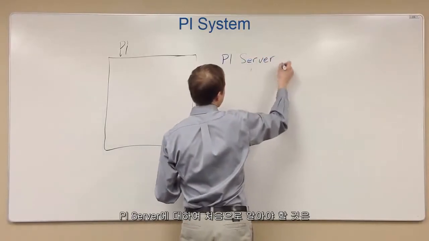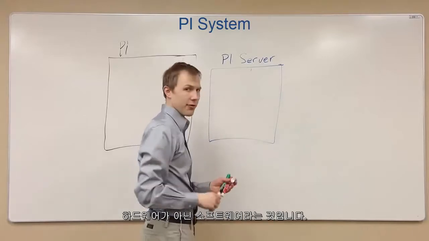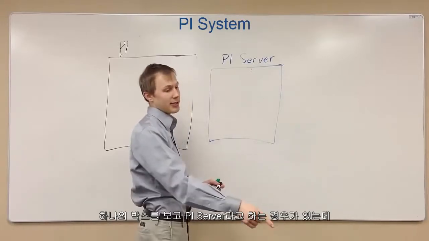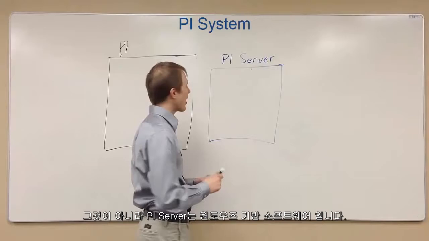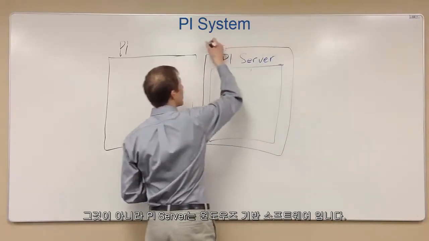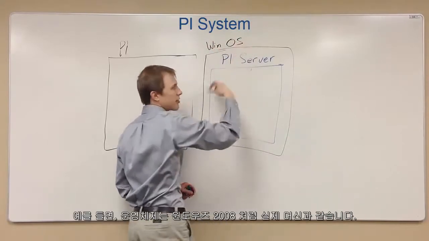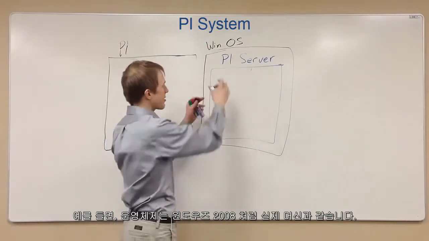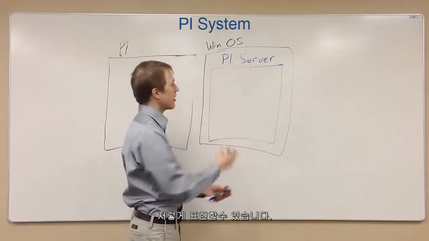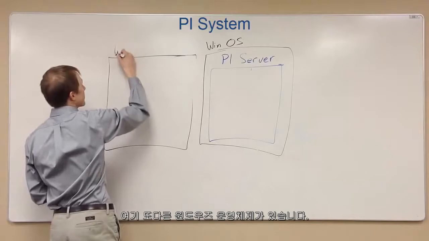Now, the first thing to notice with a Pi server is that it's a piece of software. It's not hardware. Often we'll look at a box and we'll be like, that's the Pi server. Well, not really. The Pi server is a piece of software that's on a Windows operating system, which is often Windows 2008. And that's more like the actual machine. That's what that is.